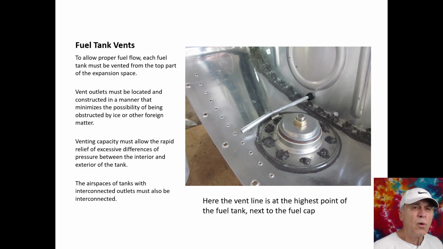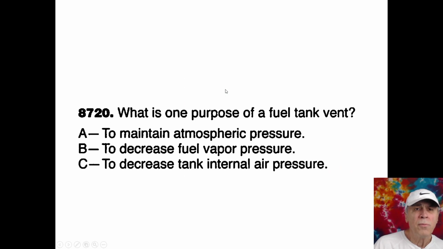They must be located and constructed in a manner that minimizes the possibility of being obstructed by ice or other foreign matter. And the venting capacity must be enough so that it allows the rapid relief of excessive differences in pressure, which a larger diameter tube will do. The airspaces of the tanks must be interconnected. Outlets must also be interconnected. Okay, we already saw that rule.